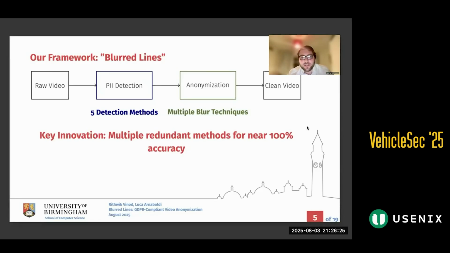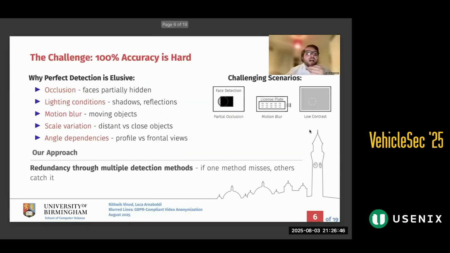The key innovation here was that we had multiple redundant methods, because unlike a lot of machine learning experiments where you get 97% accuracy, woohoo, I passed, here it was 100% or nothing. Perfect detection, according to GDPR, is the way to go. And so that had a lot of risks, and we'll discuss this trade-off a little bit more later on. But this is the general framework.